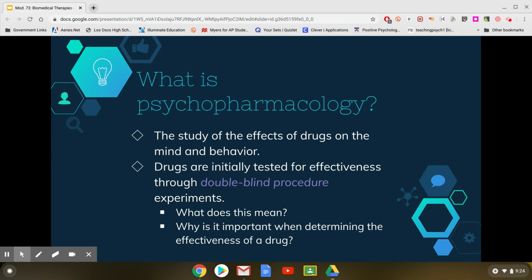I'm actually going to add a question here for you to test that out. I want you to tell me, what does this mean, and why is that important when determining the effectiveness of a drug? So I'm going to have you type that now, and don't look it up, don't Google it before you type it into the question here. So here you go.